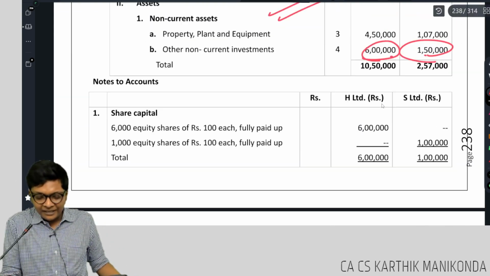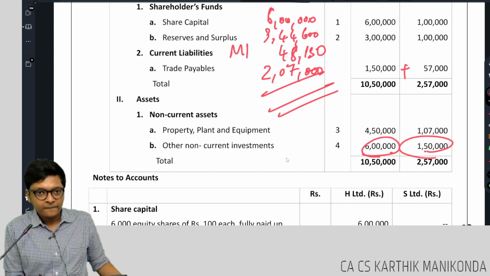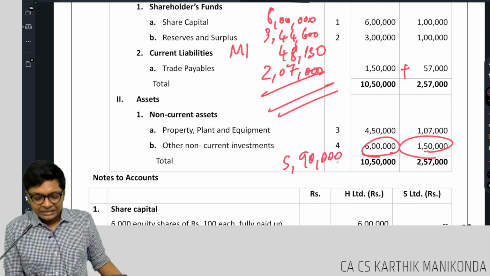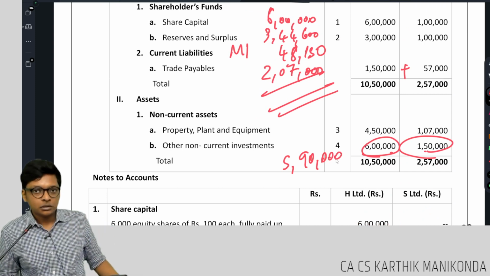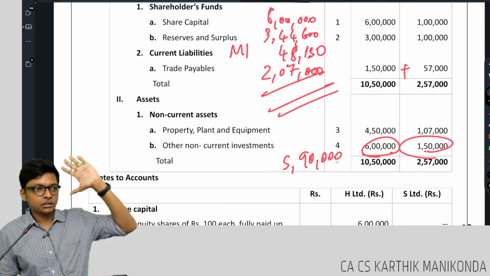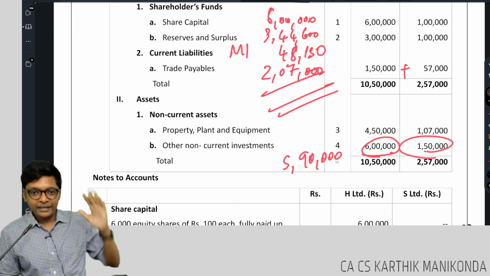4 lakh 40 plus 1 lakh 50, how much, guys? 5 lakh 90,000. Then I will also add goodwill. How many of you forgot goodwill, guys? Goodwill, another common area. You would have forgotten goodwill.